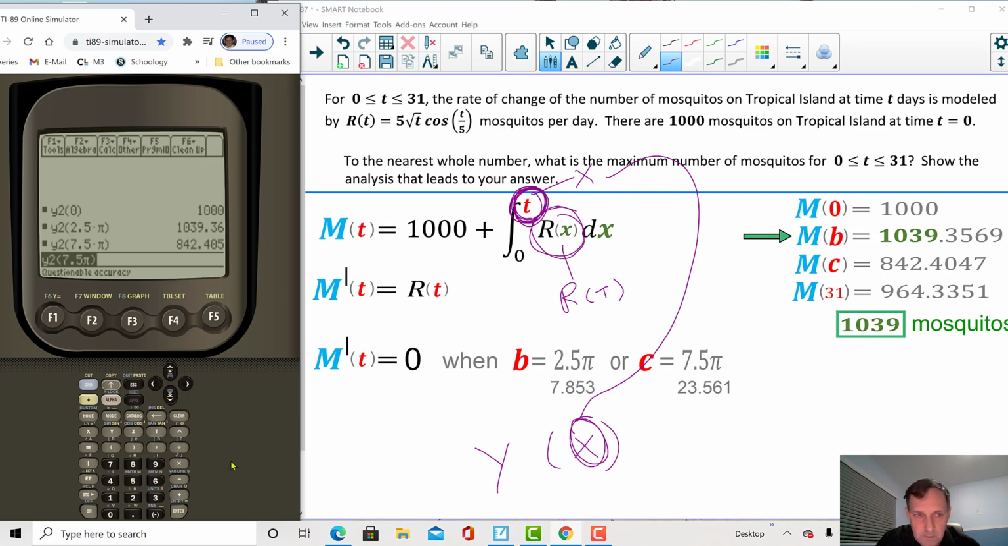Let's try 7.5 pi. There we go. We're getting 842.405. Looks like it's matching up. And let's try 31. There we go. We're getting 964.335. So everything's looking right. So again, take out your calculator, see if you can type it in and see if you can get it to work.